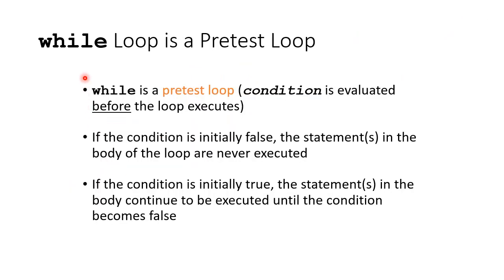While loop is a pretest loop. So when you say pretest loop, the condition is evaluated before the loop executes. So if the condition is initially false, the statement or statements that you have here in the body of the loop are never executed, or it will never show. Alright? So if the condition is initially true, the statements in the body of the loop continue to be executed until the condition becomes false.